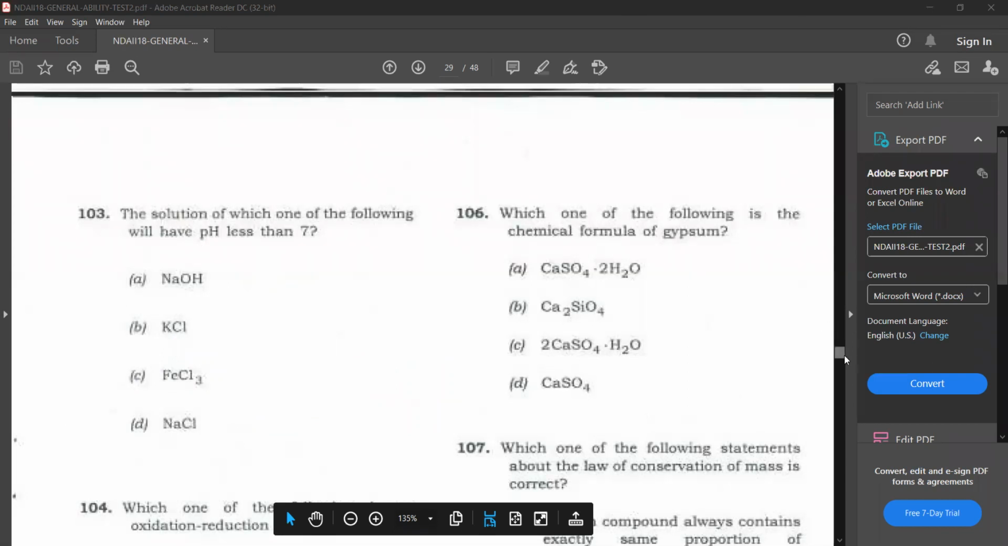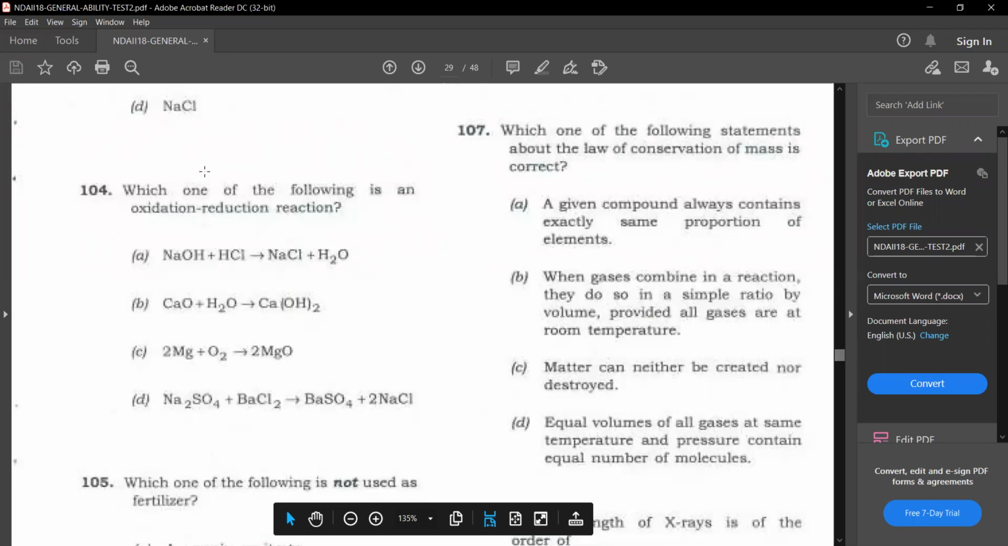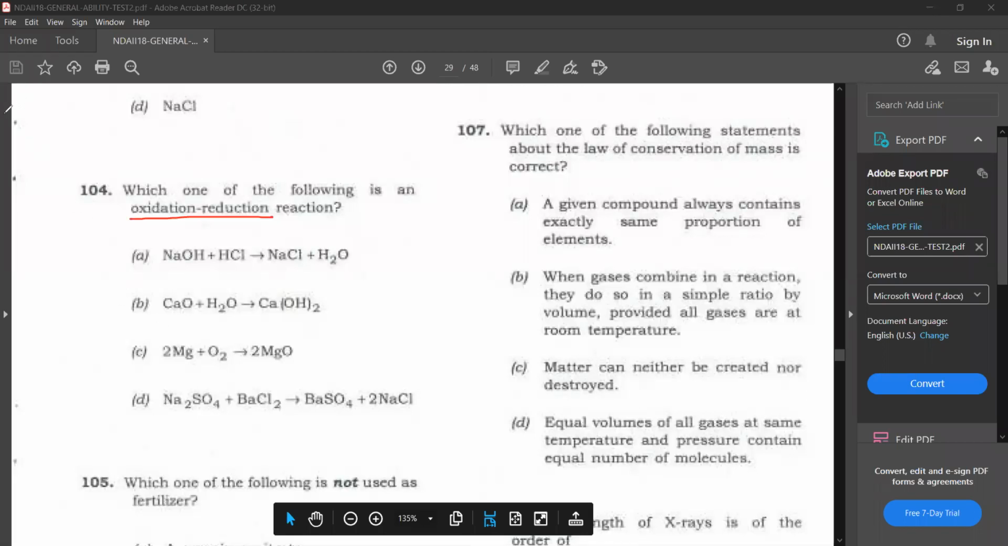Next question. Which one of the following is an oxidation reduction reaction? That is, they're asking about a redox reaction. Oxidation reduction reaction means redox reaction. So which is the redox reaction? That means there should be oxidation as well as reduction happening. That is a redox reaction. So here, option C is the correct answer, Mg. Mg atom is mentioned, so its oxidation number is 0. Oxygen, its oxidation number is 0.